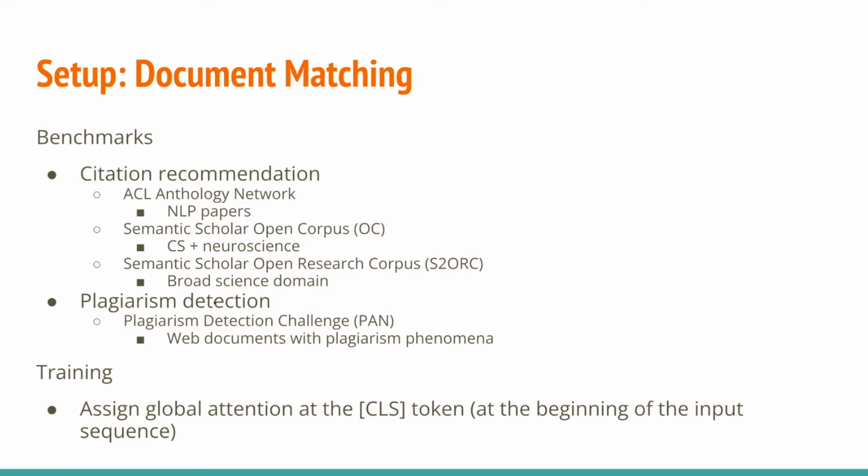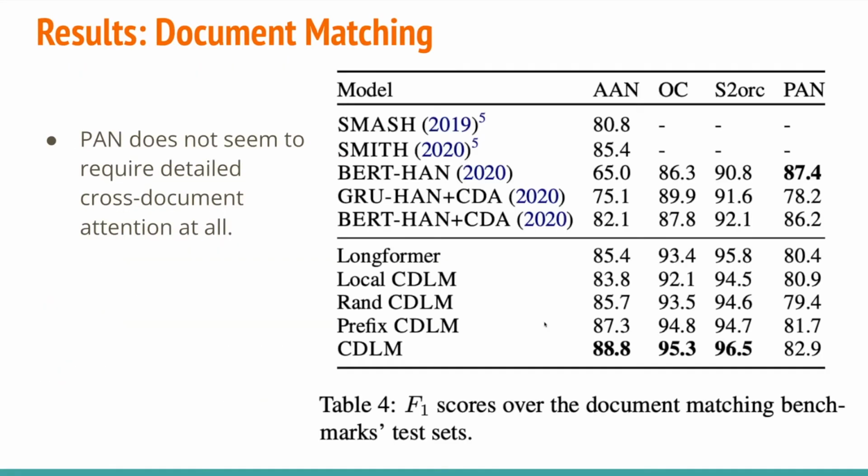For the plagiarism detection task, they use the PAN dataset. So it contains web documents with some plagiarism phenomena. For the training of this document matching task, they assign global attention at the CLS token. And as I said before, the CLS token is placed at the beginning of the input sequence. So the results are given by table 4.